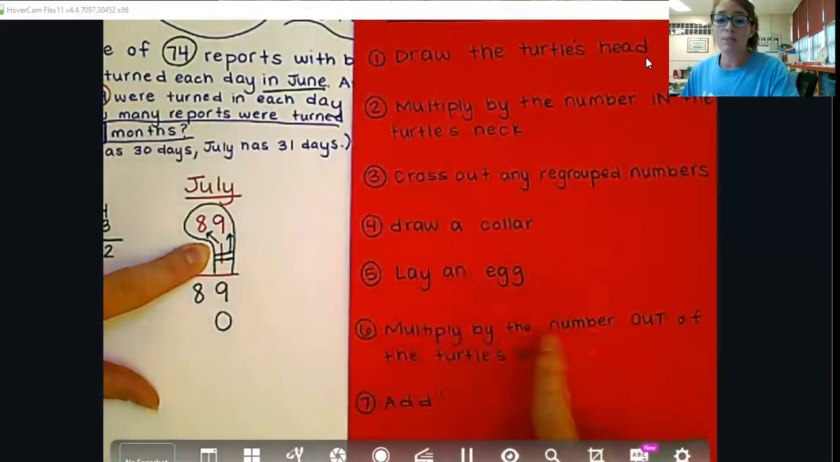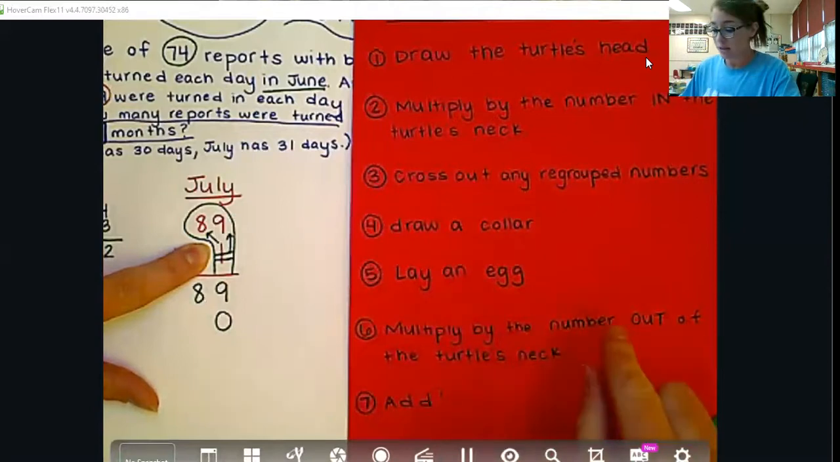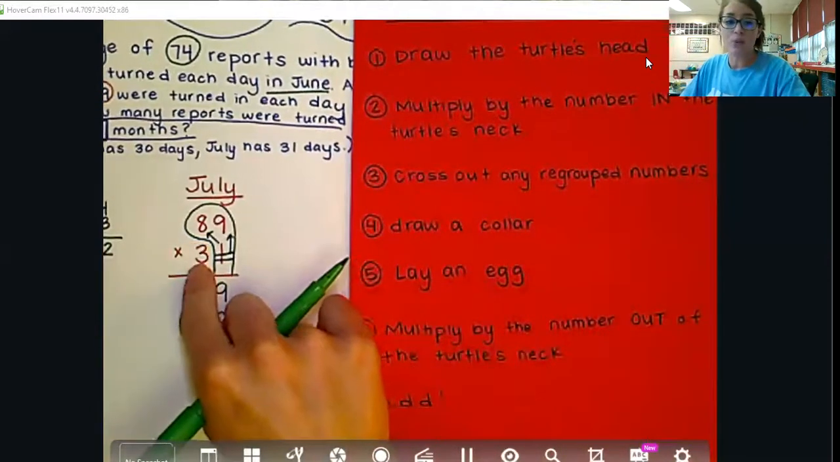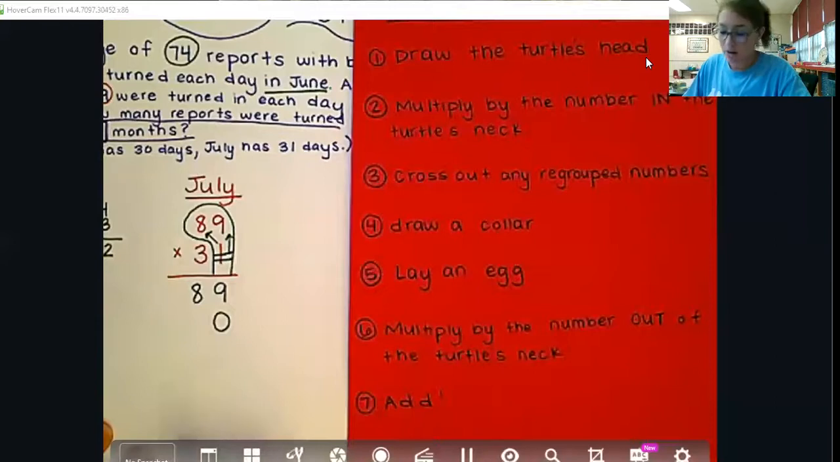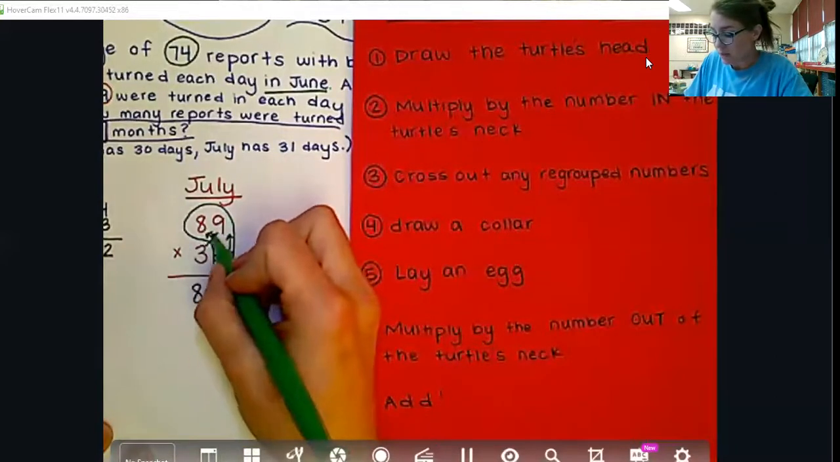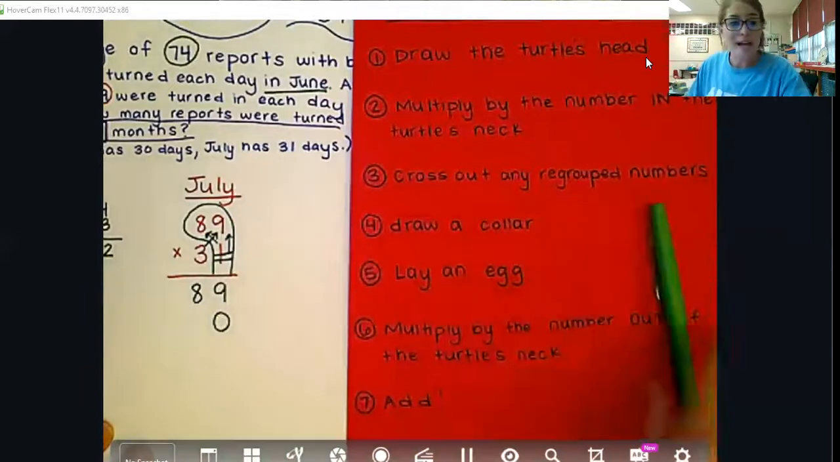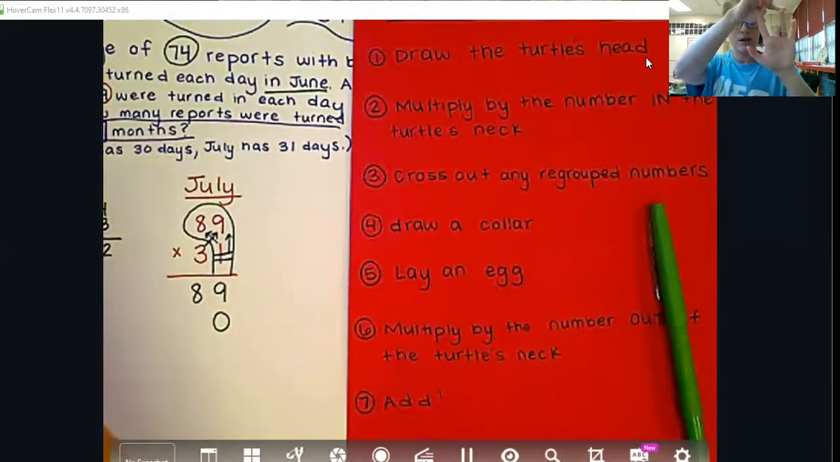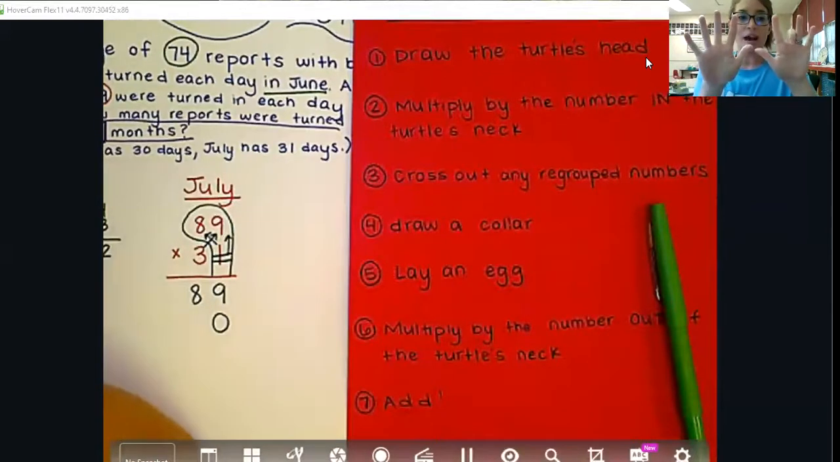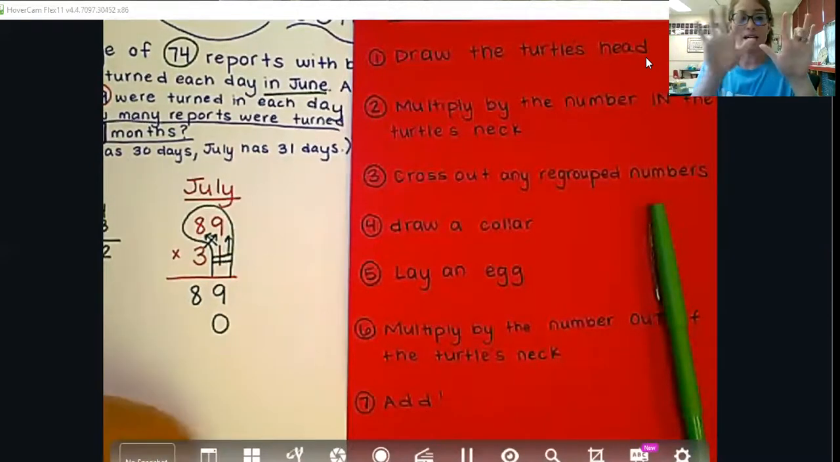Okay, then I'm going to multiply by the number outside of the turtle's neck. So that means I'm focusing on this 3 because I'm done with this 1. So what do I multiply by first? 3 times what? Very good. 3 times 9. If y'all don't know the 9s trick, put your fingers up like this. 9 times 3. So 1, 2, 3. I'm going to put my third finger down. You see how many are on this side? 1, 2. So that's going to be 20. And on this side, I've got 1, 2, 3, 4, 5, 6, 7. So 9 times 3 is 27.